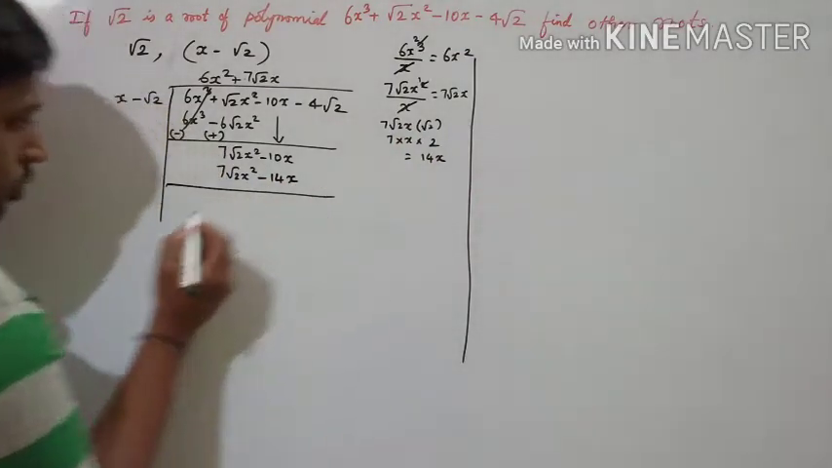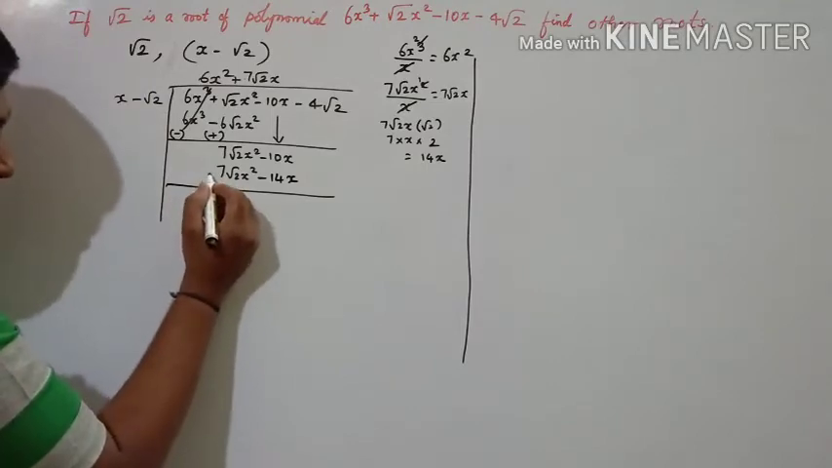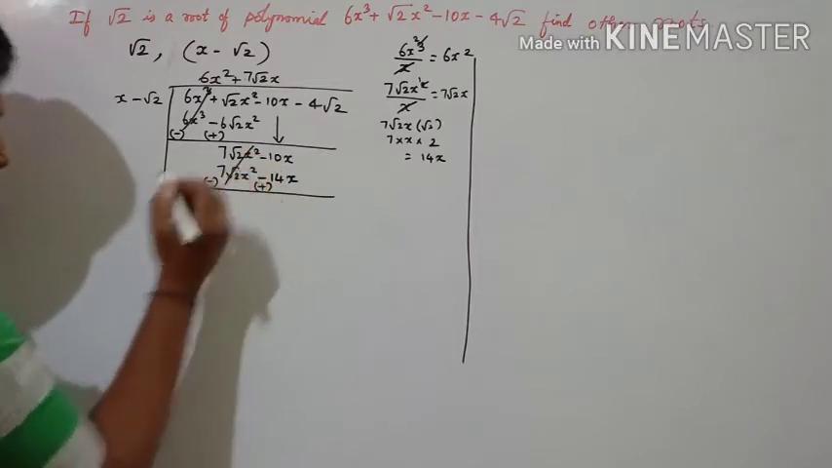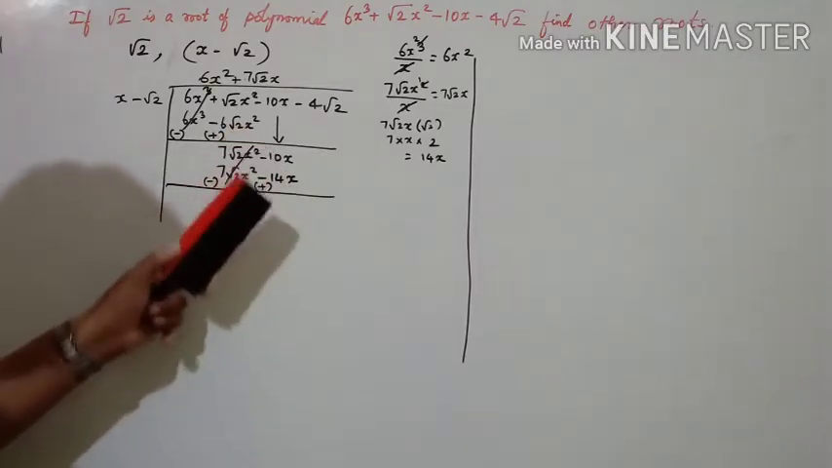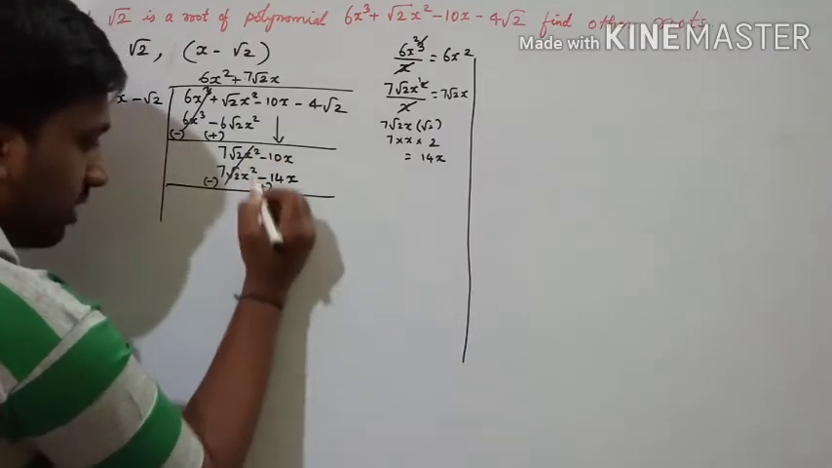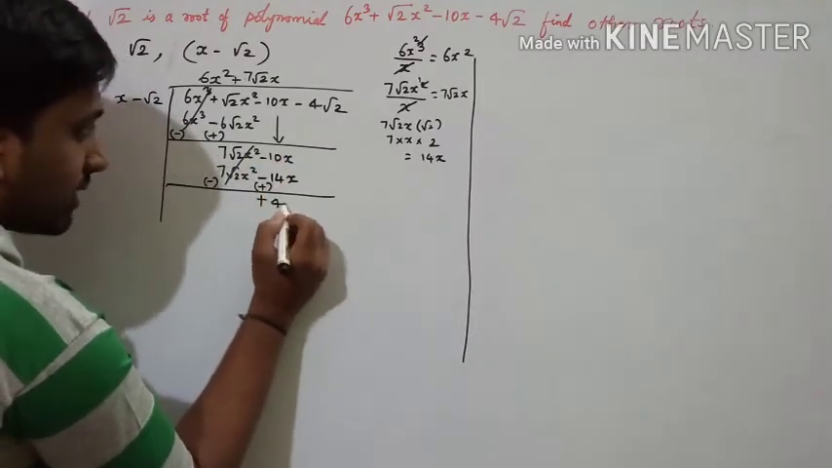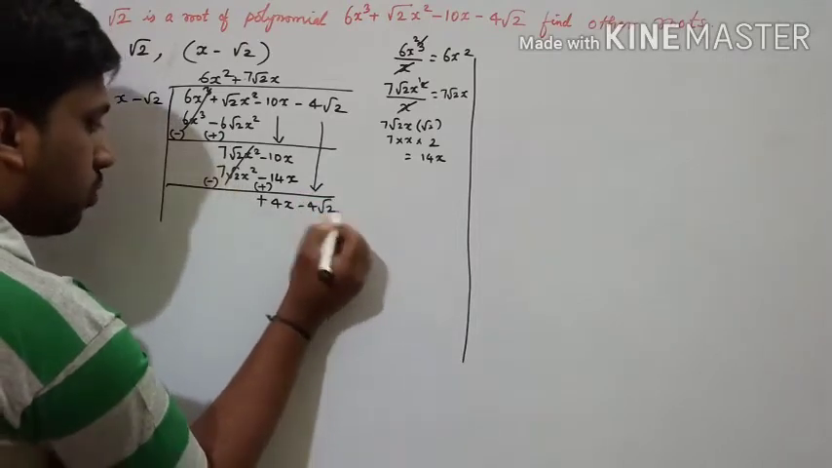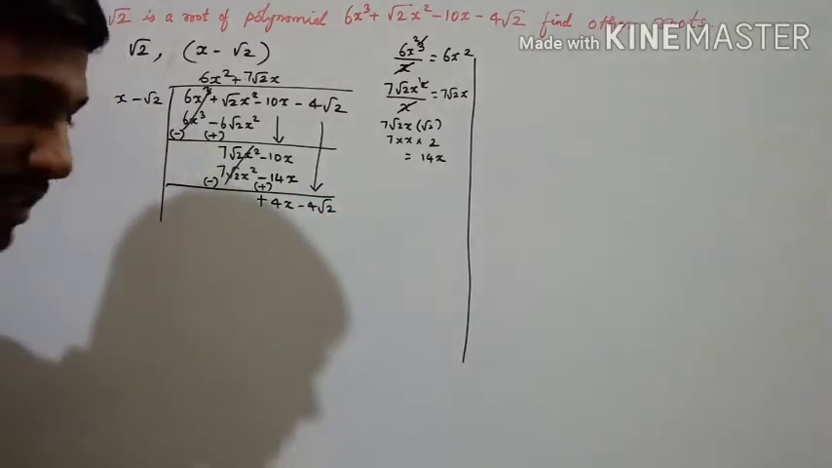Now I am going to change the sign. So here it is plus, I am going to make it minus, and here it is plus. So this is going to get cancelled, and both the bigger number's sign is plus. So plus, the difference of 14 and 10 is 4x. And now I am going to bring this one down, that is minus 4 root 2. I hope you people are understanding.